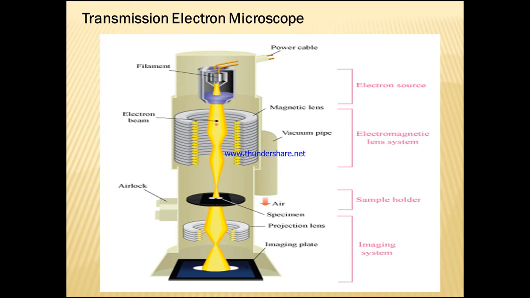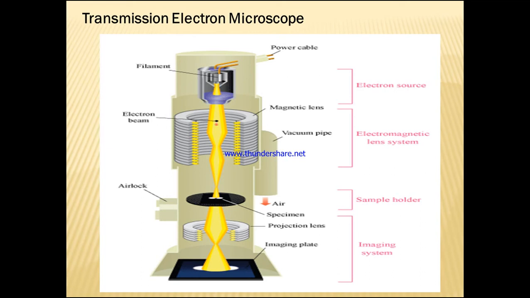The first method of sample preparation is fixation. Fixation is nothing but fixing with chemical products. So we give a chemical treatment for the sample, and then we go for rinsing and staining. That is nothing but treating with heavy metal compounds, like tungsten material. That is rinsing and staining.